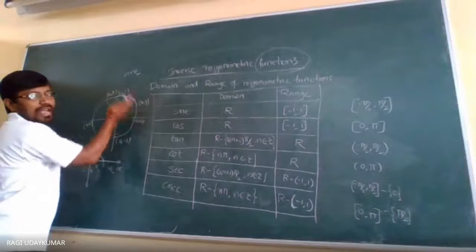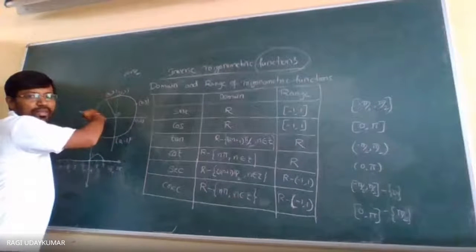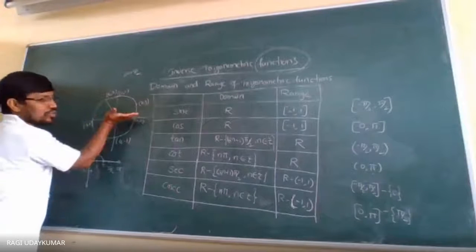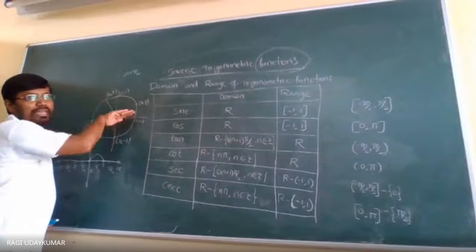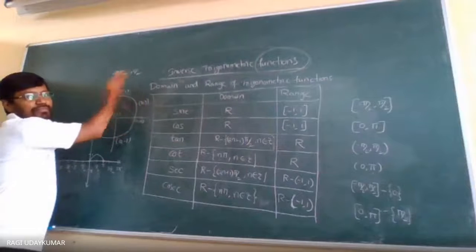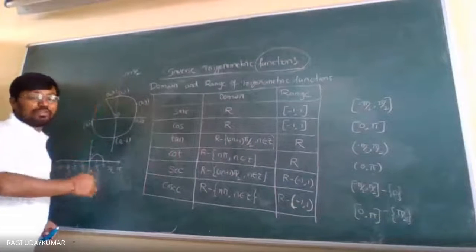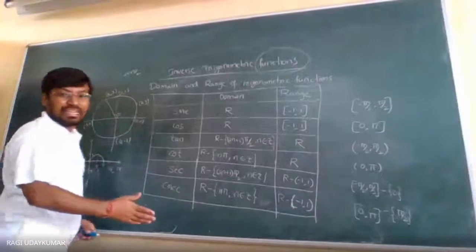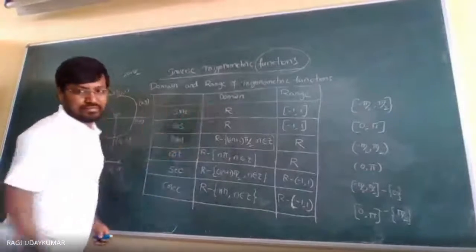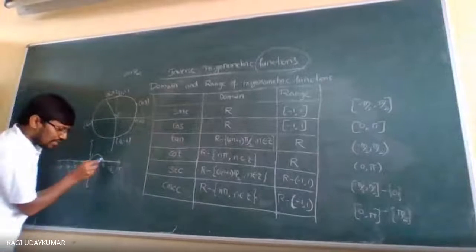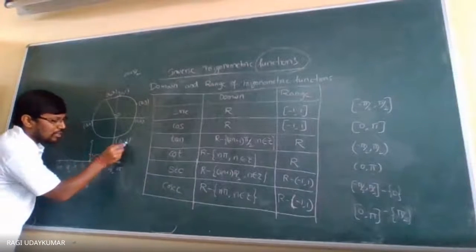After 5 pi by 2 you will get 6 pi by 2, which can be written as 3 pi. So here 0, pi, 2 pi, 3 pi, 4 pi, 5 pi, 6 pi. Like this it goes on continuously. That means all the real numbers can be taken as the domain. The main part here is that 3 pi by 2 gives minus 1.